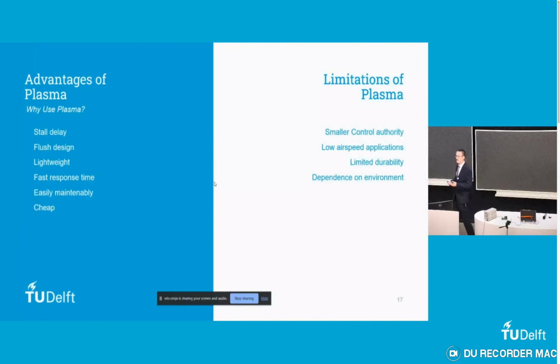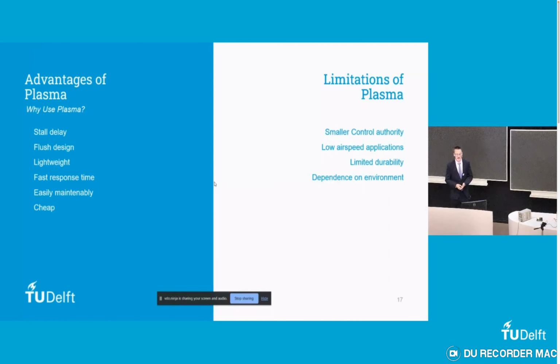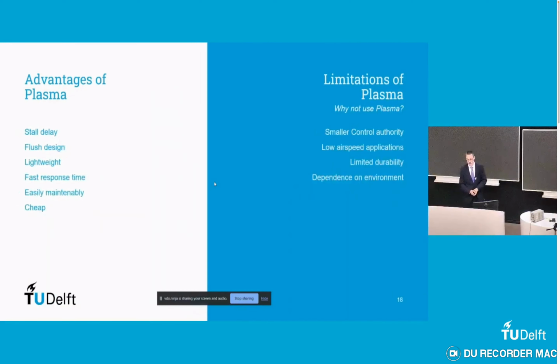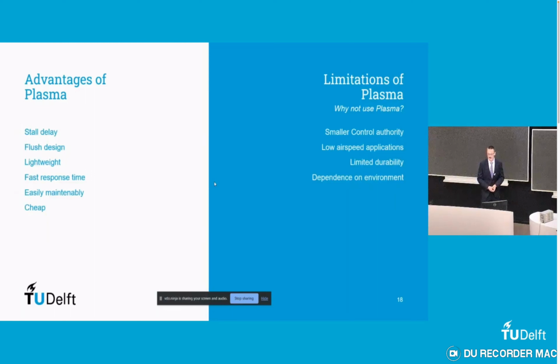As mentioned, stall delay is a very notable advantage. However, there's other ones. It offers a very flush design, which reduces noise produced and reduces drag. Furthermore, it's also lightweight. It has a very fast response time, due to being electrically actuated rather than mechanically. It's easily maintainable and it's cheap. It does come with certain drawbacks, however. There's small control authority, low airspeed applications, limited durability, and a high dependence on the environment around it.